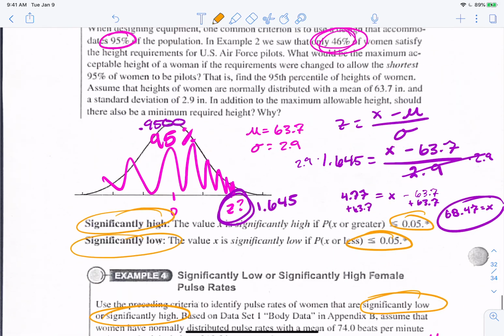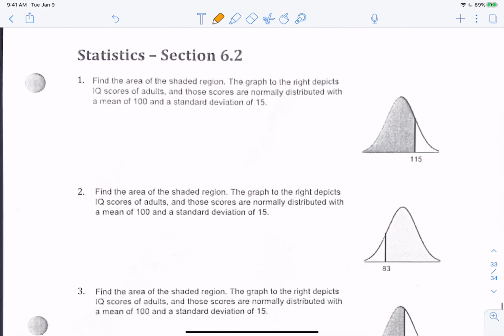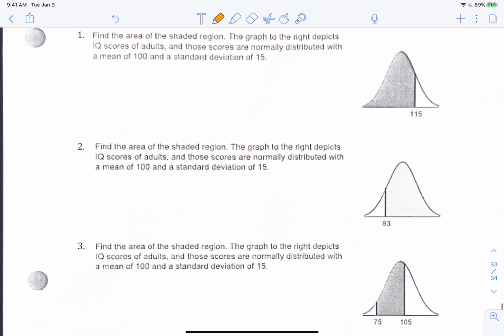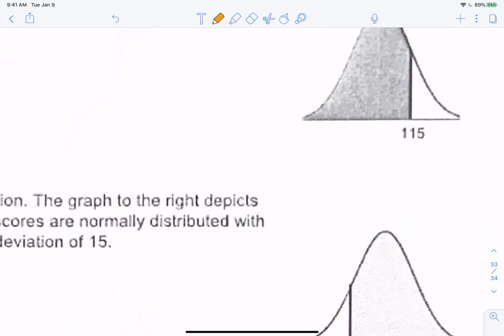That's it. That's all we have, right? Okay, so you guys have this sheet. Let's go through number 1 real quick just to see what they're saying. Let's do 1 through 10.